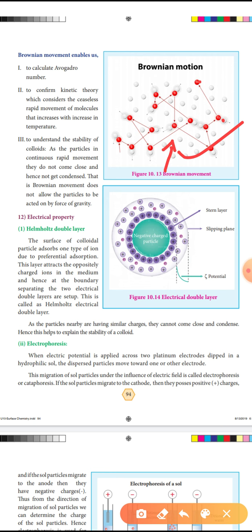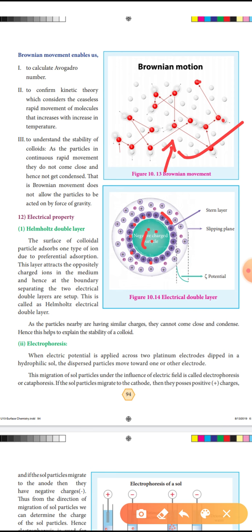In the electrical property, the first one is the Helmholtz double layer. The surface of the colloidal particle adsorbs one type of ion due to preferential adsorption. Due to the adsorption, first it forms one layer on the surface of the colloidal particle. The green one is a negatively charged colloidal particle. This colloidal particle adsorbs positive ions, one layer of positive ions.